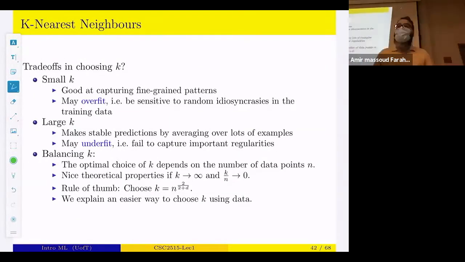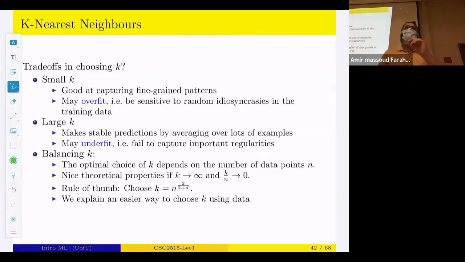The question now is about the trade-off in choosing K, and also how we should choose K. Usually the idea is that a small K is good at capturing fine-grained patterns in the data, but it may overfit. So it may be sensitive to random details of the training set, which do not actually reflect the true pattern in the data. On the other hand, if you choose K to be very large, it makes predictions that are much more stable because it looks at a large neighborhood, but then it may underfit. So it may fail to capture important regularities.